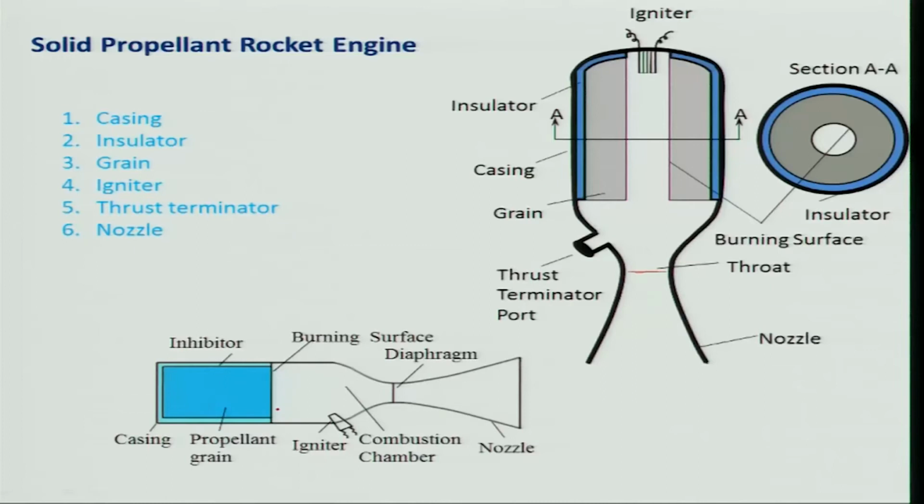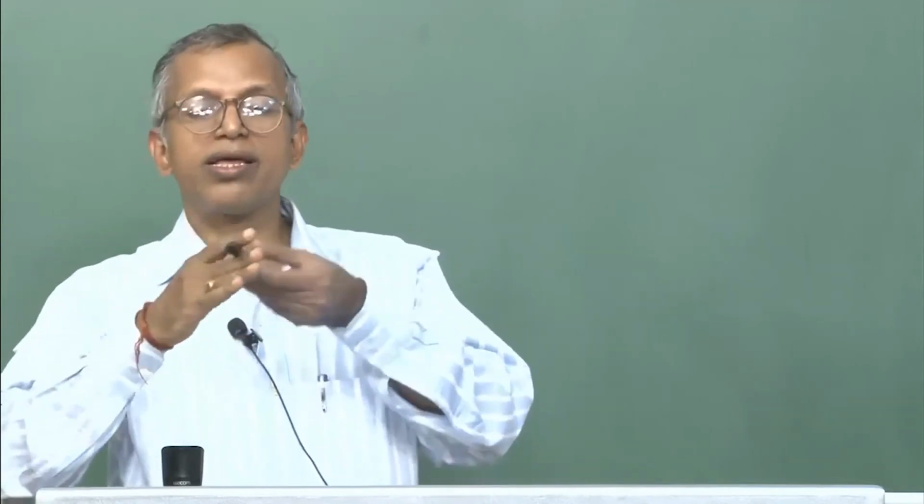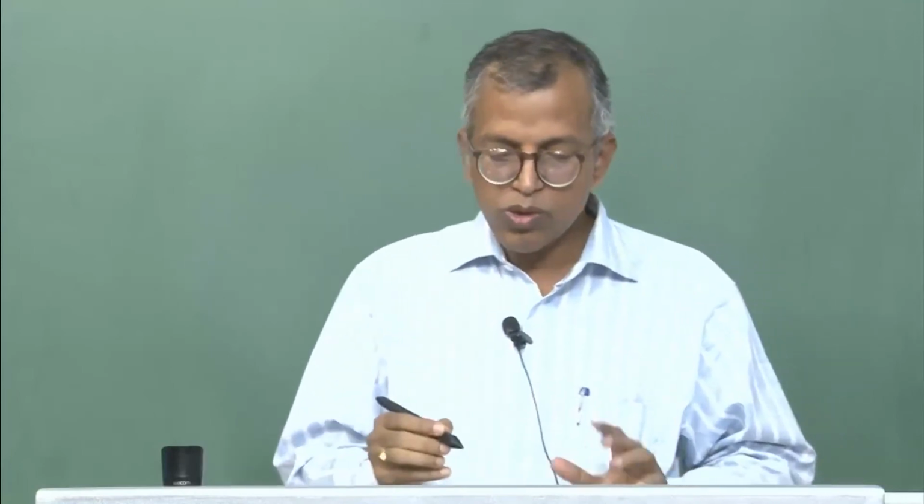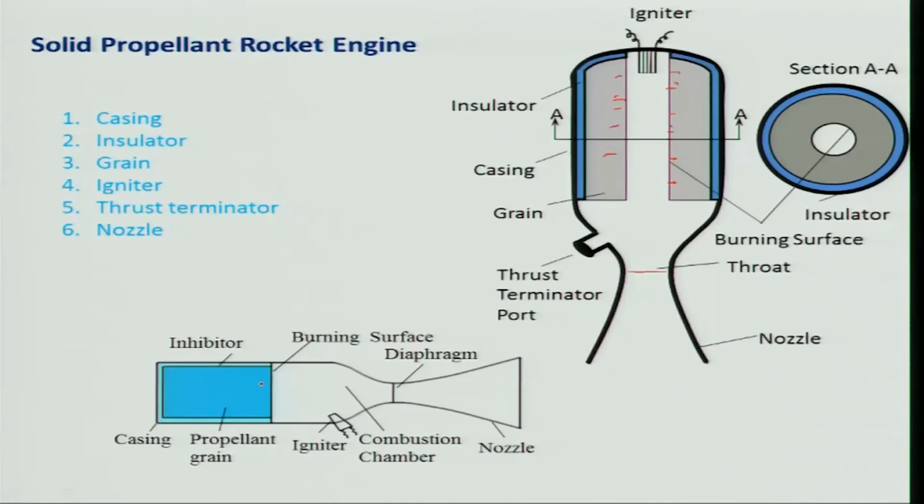And this is the end burning grain. If you look at this side burning, the burning will take place in this zone over here. This is known as the side burning grain, and this is the end burning. It is like a cigarette burning, the way people use a cigarette, it burns one way. This is basically the end burning grain. So, it has similar components like casing, insulator, grain, igniter, thrust terminator, and nozzle.